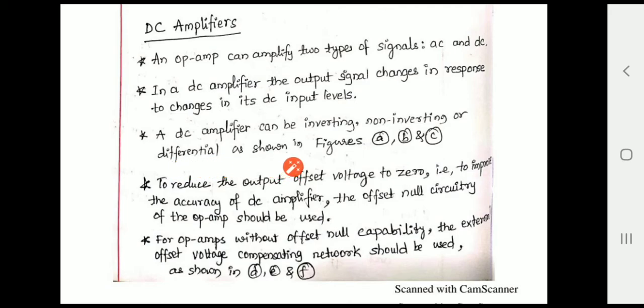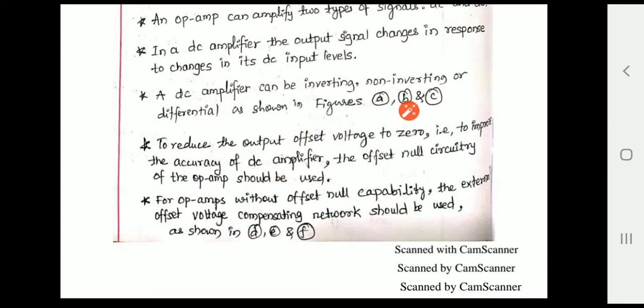A DC amplifier can be inverting, non-inverting or differential. Here we are going to explain using three types of circuits, that is inverting amplifier, non-inverting amplifier and differential amplifier. Using these three types of circuits, I am going to explain how the DC can be amplified. Figures A, B and C are used just to represent the DC amplifier in three different circuit types.